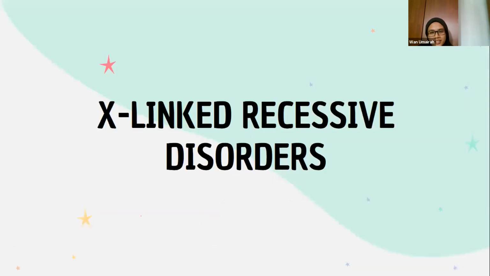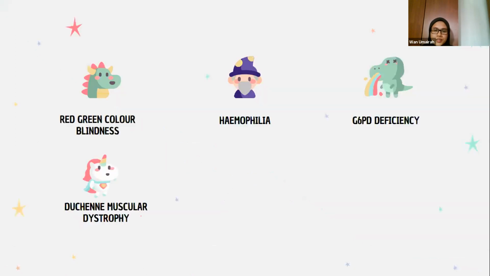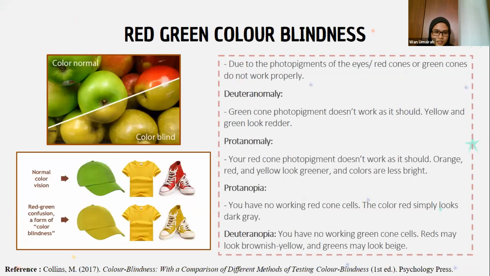As we go to the X-linked recessive disorders, the examples are red-green blindness, hemophilia, G6PD deficiency, and Duchenne muscular dystrophy. For red-green blindness, it is a disorder where the photopigments of the eyes, the red cones or green cones, do not work properly. Here are the types of red-green blindness. Deuteranomaly is where the green cone doesn't work as it should, so the yellow and green colors will look redder.